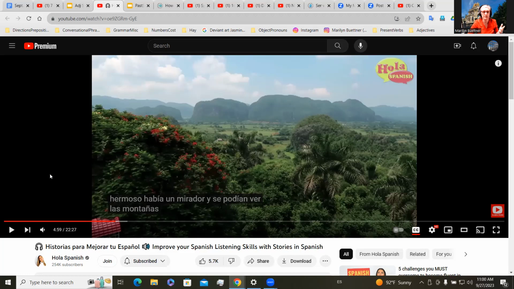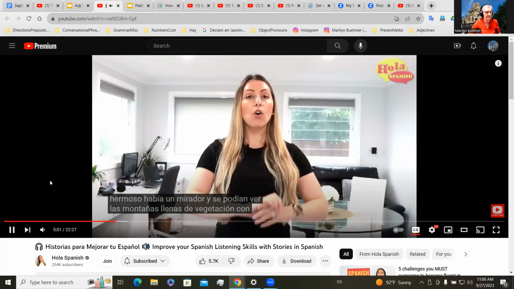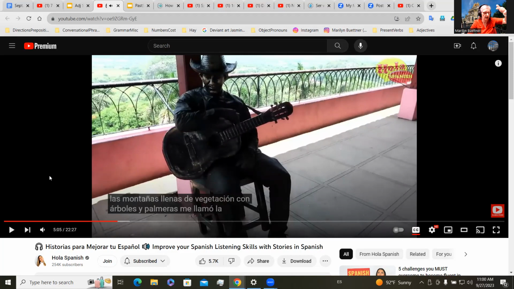Llenas de vegetación, full of vegetation, árboles y palmeras, with trees and palm trees in there as well. And now she's going to flip to an event, un evento. Llamar la atención means to call your attention. Llamar does mean to call. So this is kind of like saying you notice something. Something grabs your attention. And she's saying this happened to me.